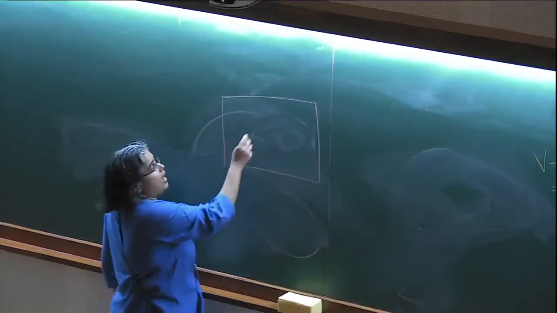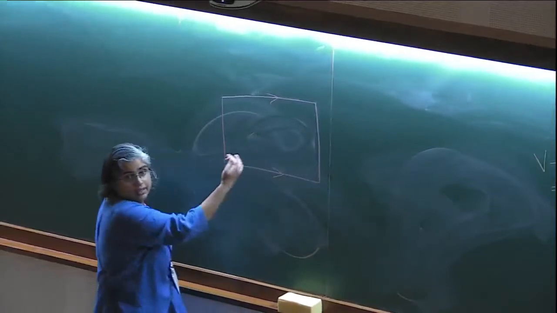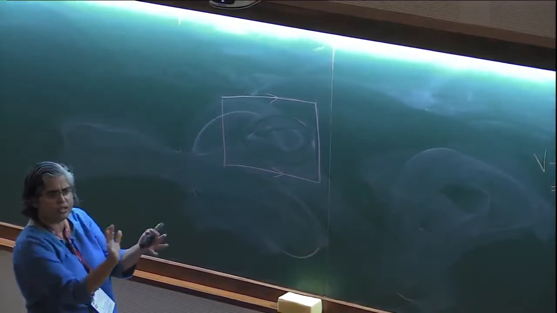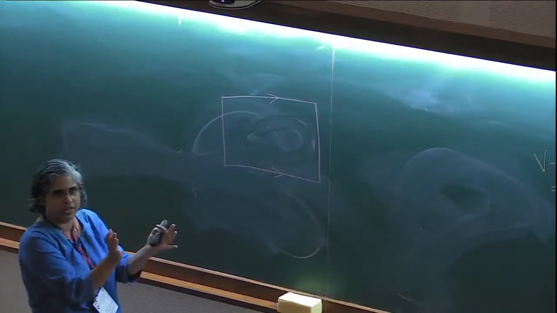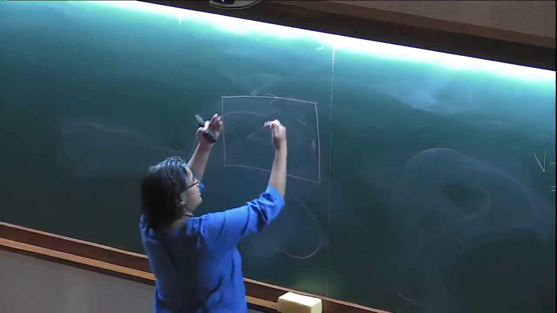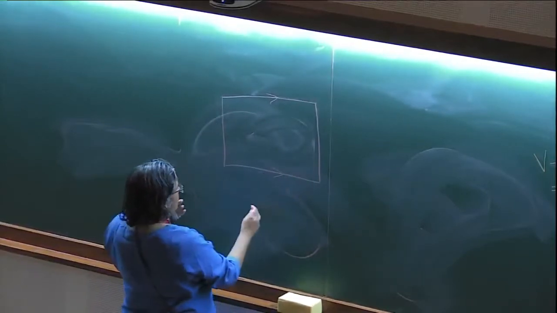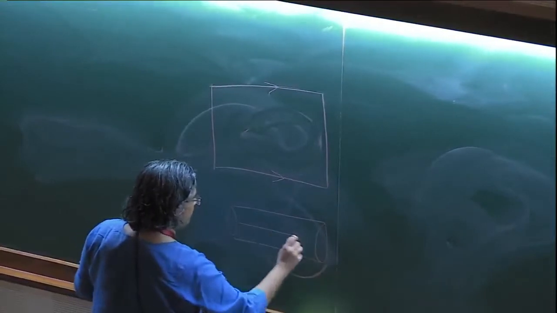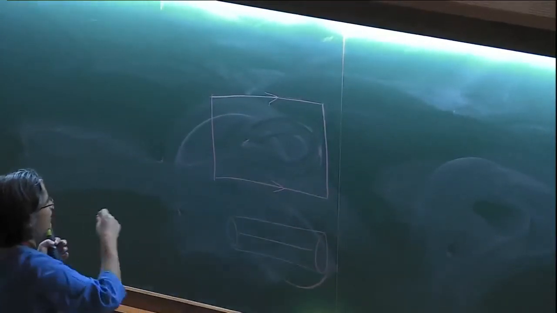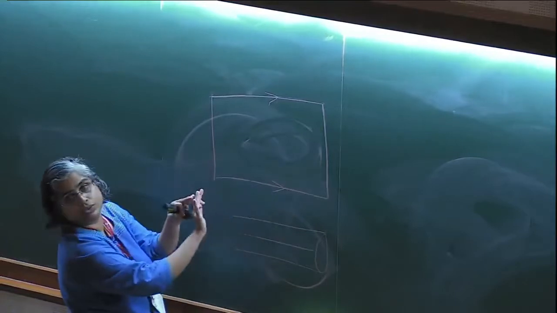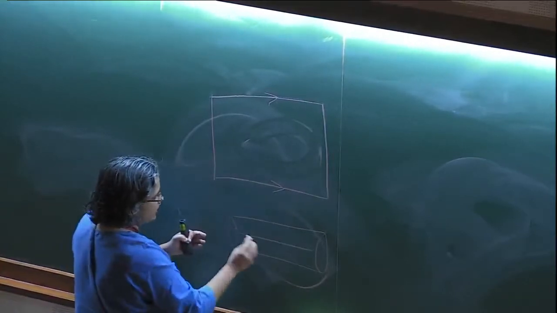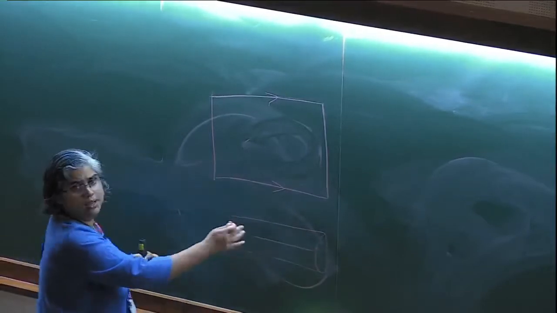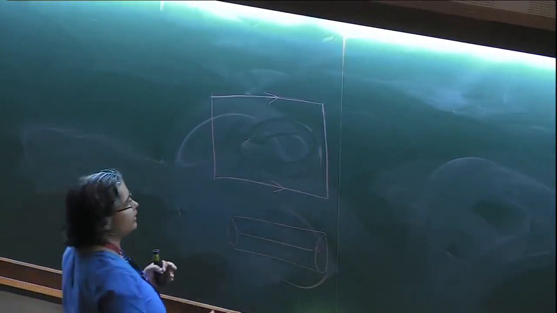a rectangular piece of paper. I identify this side to this side, so it becomes a cylinder, right? I just fold it. I'm just talking about the surface, right? I'm not talking about what's going on inside. So I just identify these two, so that becomes a cylinder with this line, and then I identify these two, and that gives me a torus, okay?